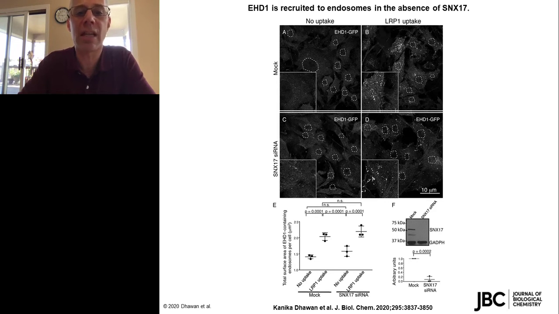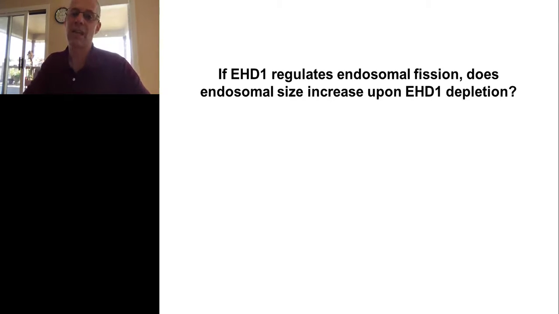When we knock down the SNCC17, if the SNCC17 was needed for recruitment, we would expect in panel D to see almost no EHD1 being recruited. But since it is recruited, as measured here, you can see the increase compared to no uptake, and the bottom graph is very similar to what you see for the mock, same type of increase. And all of this suggests that SNCC17 knockdown has very little impact on EHD1's recruitment to endosomes, meaning it most likely doesn't recruit EHD1.